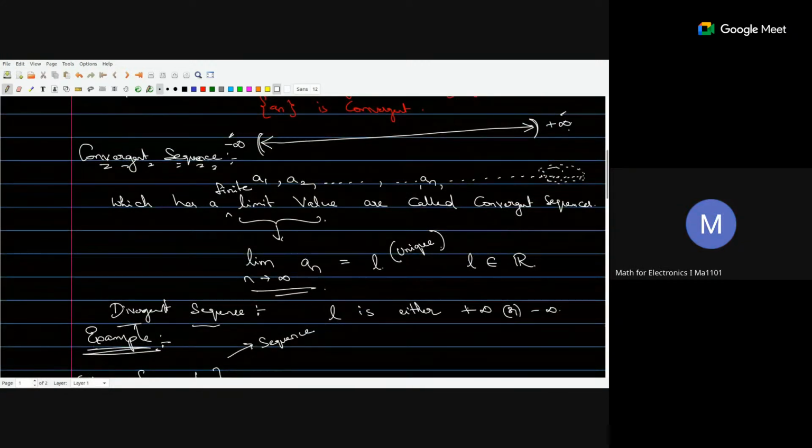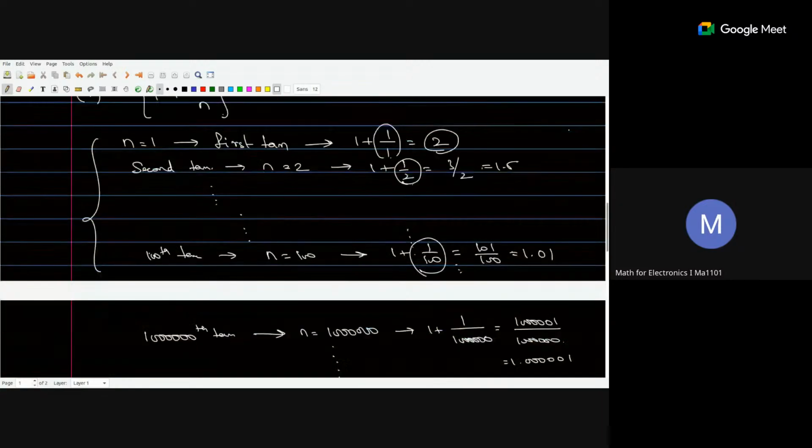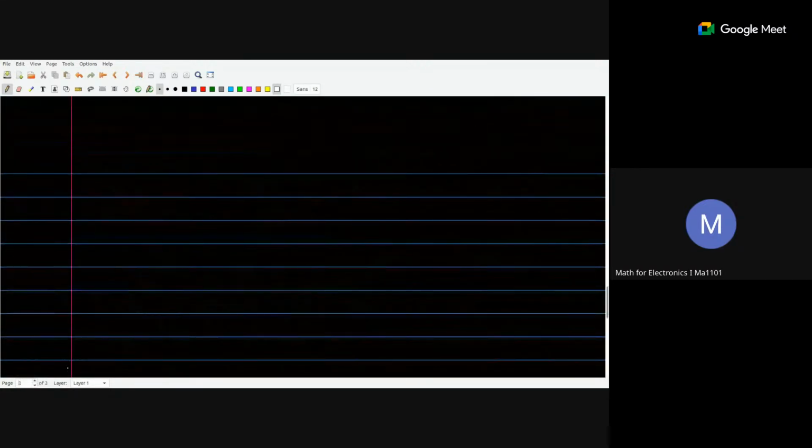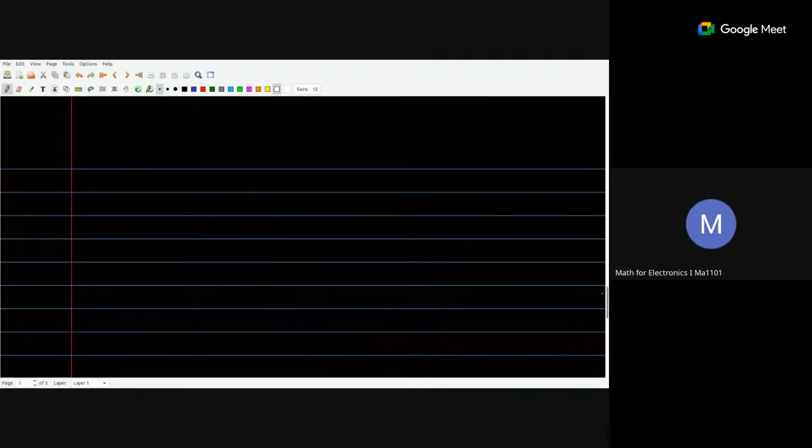So another classification is if L is not unique. If L is going to +1 for a few cases and -1 for a few cases, or maybe it is going for 3 different values. I will give you an example. After this I will go to the recursion relations. So oscillating sequences are like this.